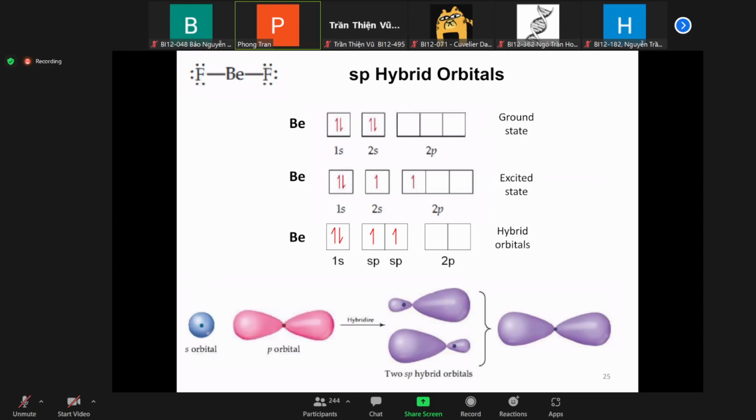Okay, so it looks like you have one orbital s, you take 1 orbital p, you create the 2 orbitals sp. So the orbital sp we call the hybrid orbital because it's the result of the combination of the orbital s and orbital p. And the hybrid orbital has both the character of orbital s and the character of orbital p.